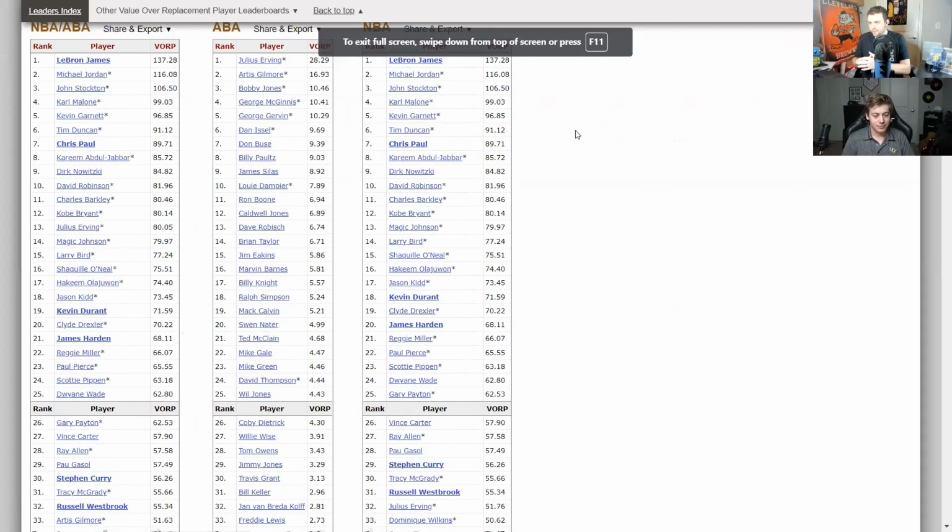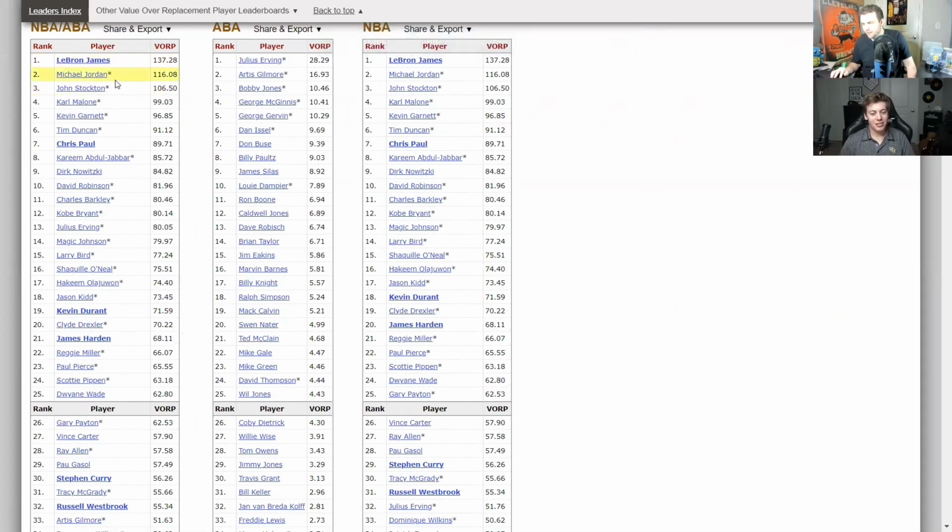And here's the career value over replacement player, if anyone wanted to see. Interesting. So Stockton is three on VORP. Right. So you can definitely see it helps players who have long careers. It would be cool to have a metric that you could look at yearly. But yeah, this is saying LeBron James is the GOAT.